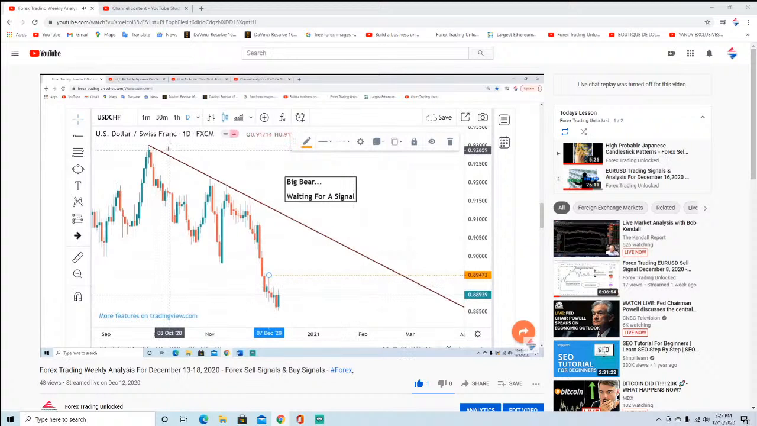Downward sloping resistance here is very strong. Now remember, even though we have Brexit coming on, and the Swiss is obviously in part of the EU, the Swiss currency is a flight to quality currency.